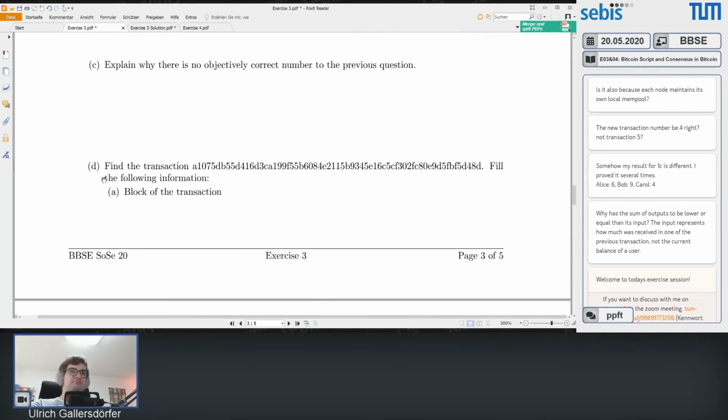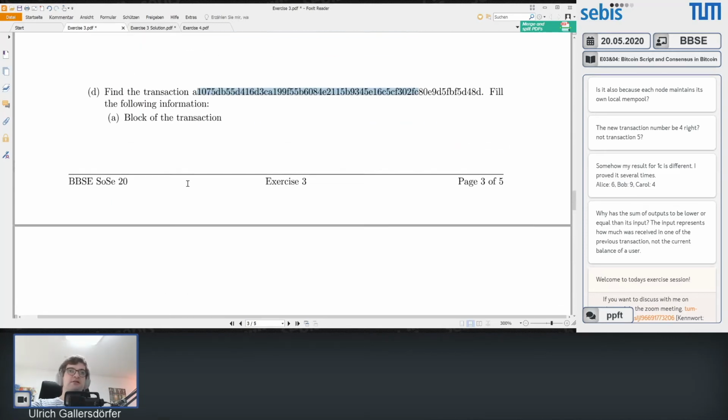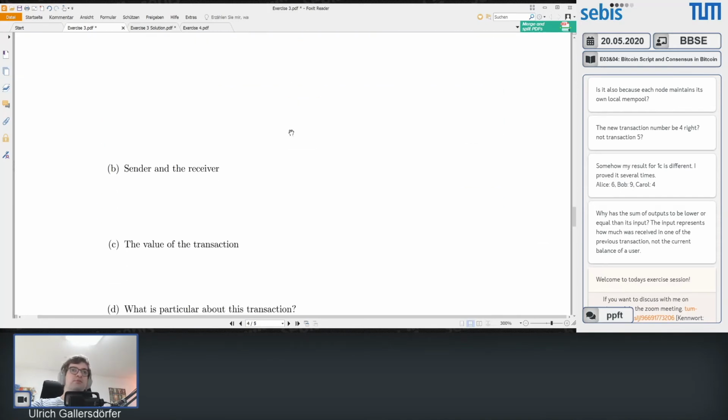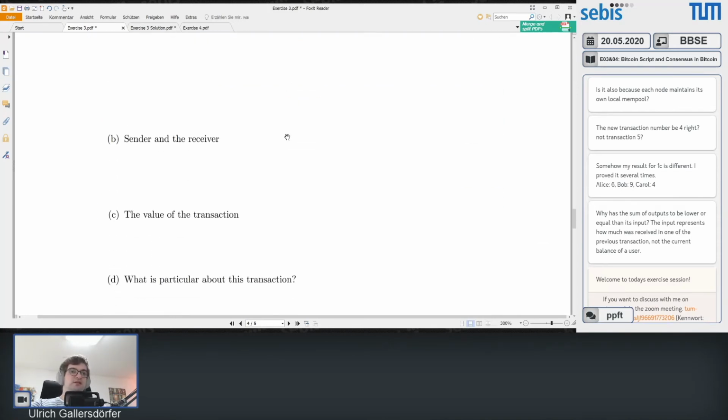This is a question. Find a transaction, fill in the following information. And that's really not difficult. You take this information, copy it into a block explorer if you like, Blockchain, blockchain, whatever, and see what's happening in there. So I won't go into too much detail here. The solutions are up today at 18 o'clock and then you can take a look at it.